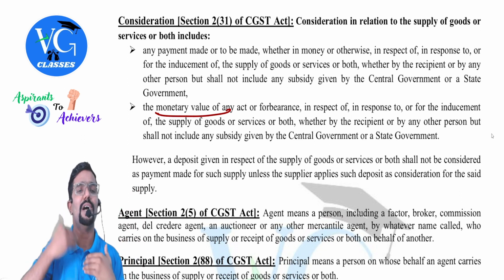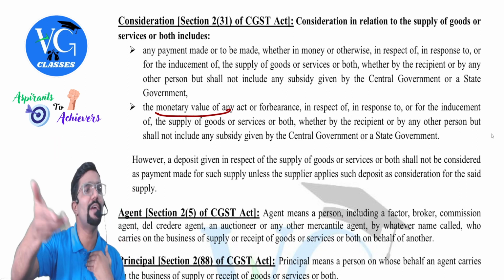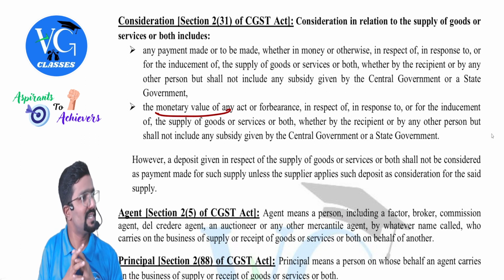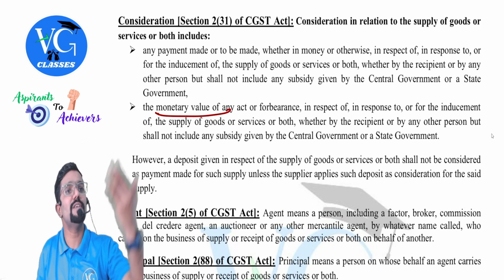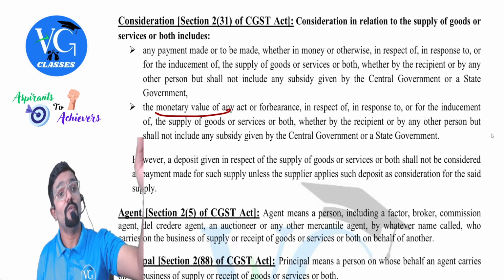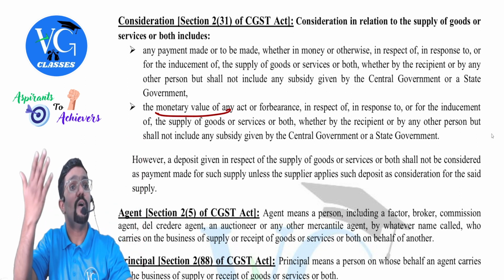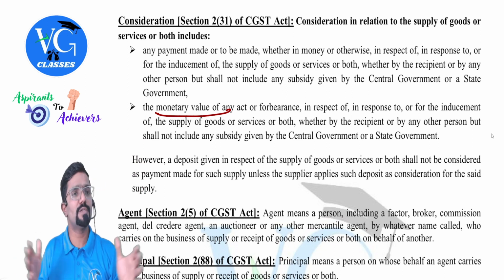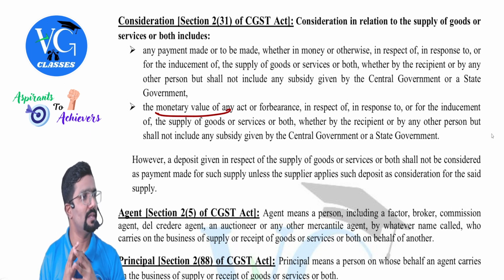Same way I told you. Assume I gave audit services to you. You gave compliance services to me. So is money involved? No. But still, is it a consideration? Yes. For my service, what is your consideration? Compliance service. For you, from my side, what is the consideration? Audit service. Clear? Yes. Chalo. Again, here also, if any subsidy is given by the central government or state government, it will not be included, guys.